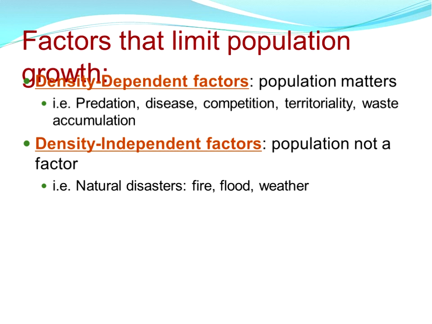So a natural disaster like a fire or flood or weather, those would be density-independent factors that would have an impact on the population. A fire happening would affect that population regardless of how big it is, how small it is, anything like that. And that's why it's called density independent. So that's just a breakdown on those two terms.